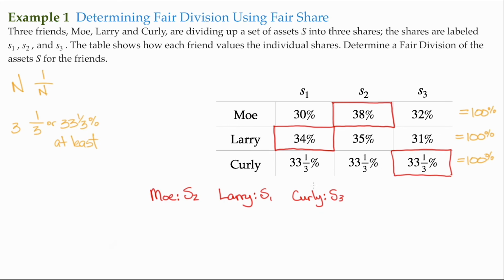Now, if we look at Larry here, notice that Larry values share 2 more than the first share. So fair division doesn't guarantee that you'll get your best or your favorite share. It only guarantees that you'll get at least the proportional amount, which is 1 over n, or 1/3. And there we go.